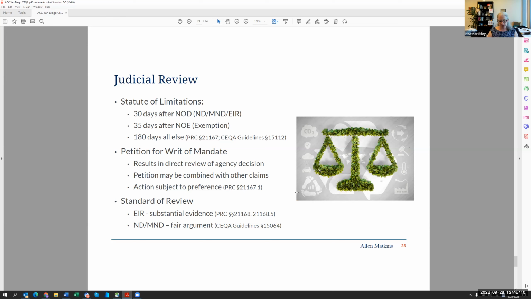The reason for these relatively, and in some cases, very short timelines as statutes of limitations is because the state recognized that CEQA is used as a tool for delay. And so they want to resolve these lawsuits very quickly. They don't give you a year like you might have for a contract dispute, or years. 30 days, you have to put up or shut up. If you do end up with a lawsuit, it's going to be a petition for writ of mandate.